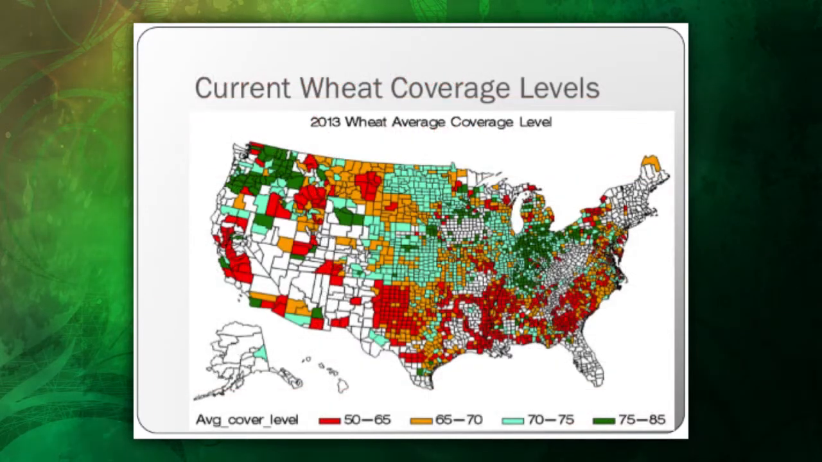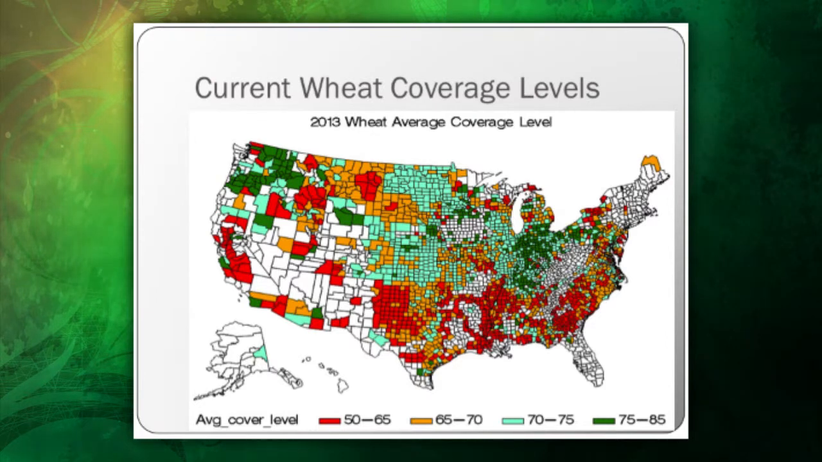Let me show you a few slides that illustrate where we're at in terms of crop insurance coverage in the United States. The first slide shows the 2013 wheat average coverage levels. You see the counties that are shaded red have very low coverage levels, and the bright dark green have high coverage levels.